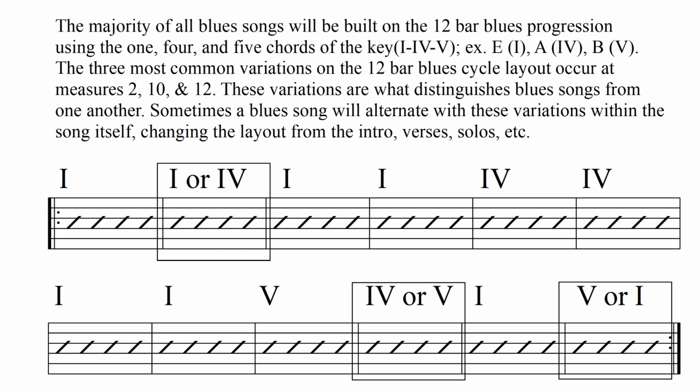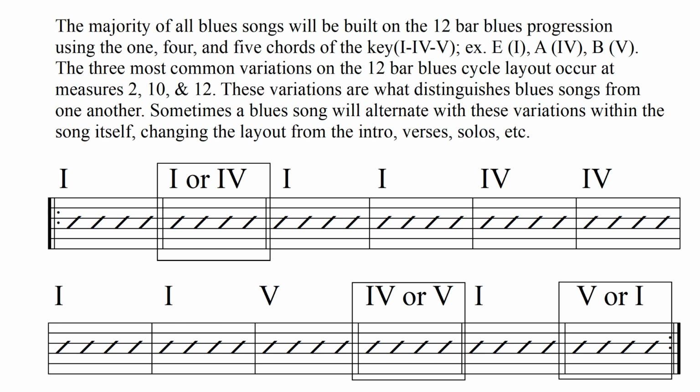Now, the important thing about these variations is that the main variations take place at bars 2, 10, and 12. Very common to go to the 4 chord on bar 2 and then return to the 1 chord for bars 3 and 4. The 9th bar, the start of the last of the 3 sections, is sometimes referred to as the turnaround part. It's kind of the height of the cycle, and it's turning around to go towards the end, so you'll start up again.